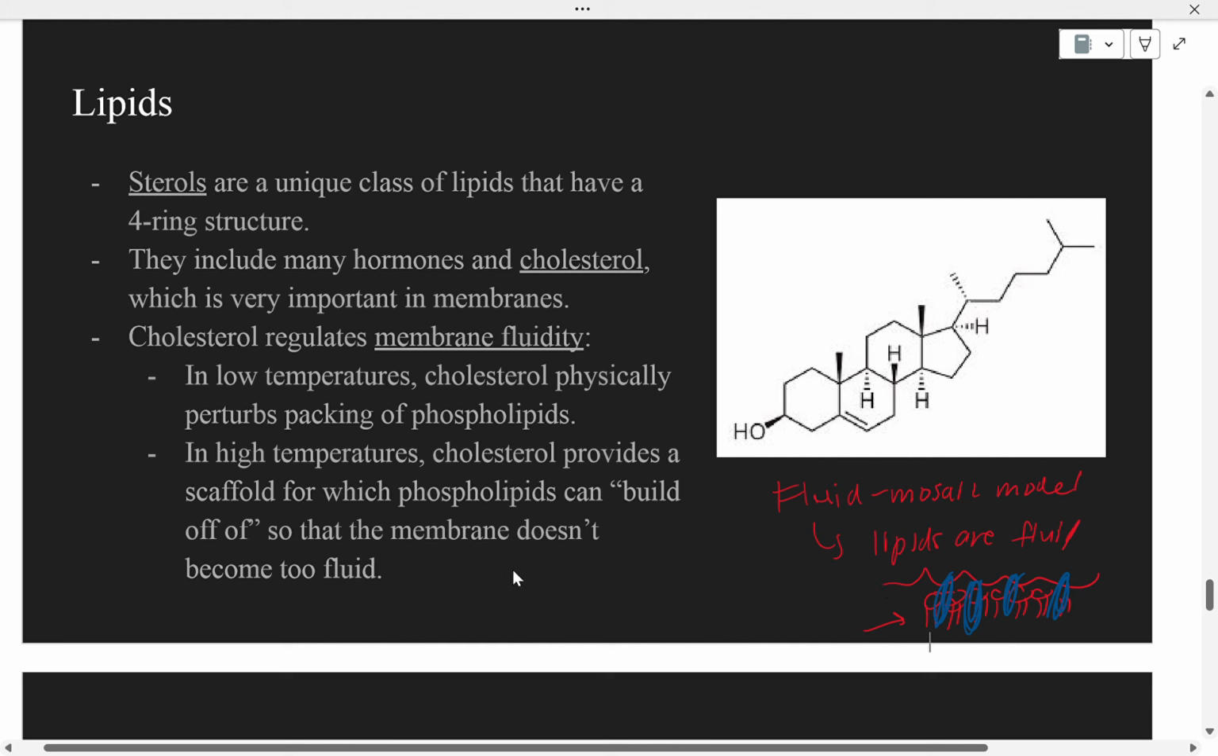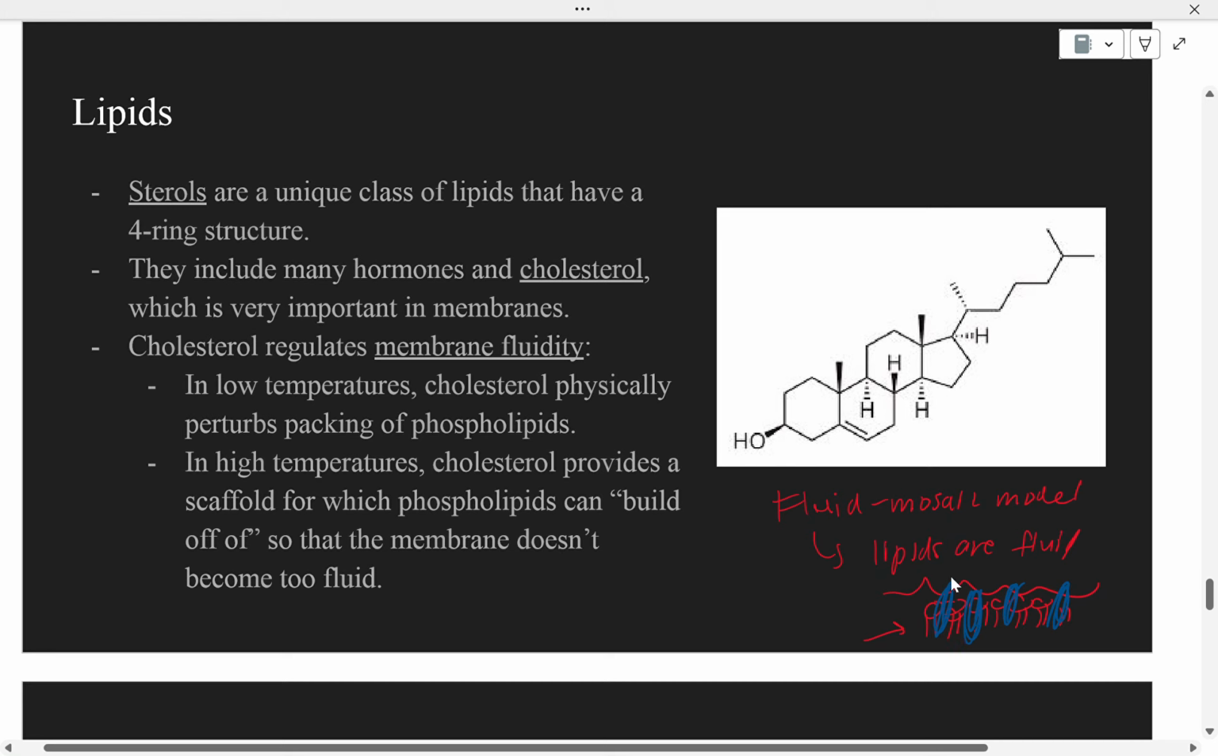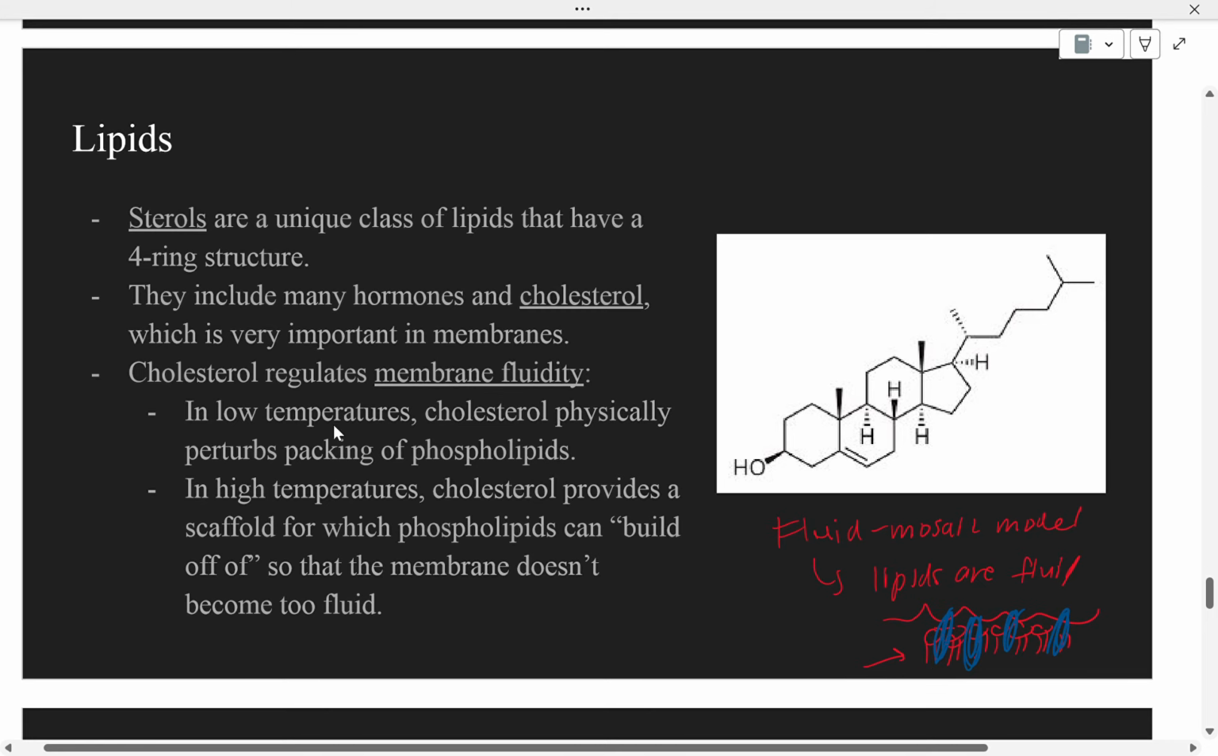Then let's look at the opposite. So when we have high temperatures, these phospholipids are getting really far apart, the membrane's getting really sloshy, liquidy, and it's threatening to fall apart, right? So in that case, cholesterol is embedded in the membrane here, and it acts as a sort of scaffold on which the phospholipids can build off of. So it actually is holding the phospholipids together when they're trying to fall apart. So in high temperatures, cholesterol will maintain the rigidity of the membrane by doing this. So we can see it has this kind of dual role in the cell here.